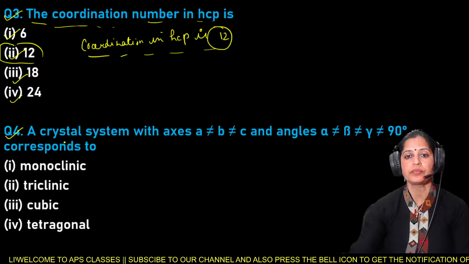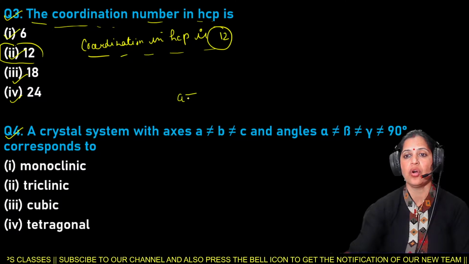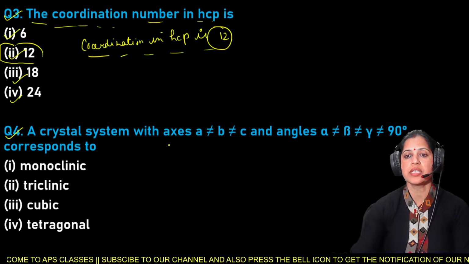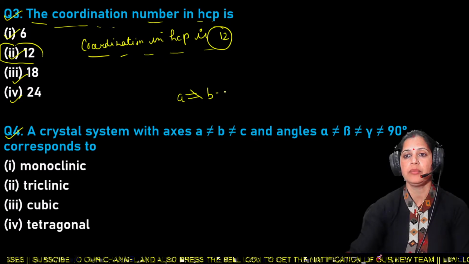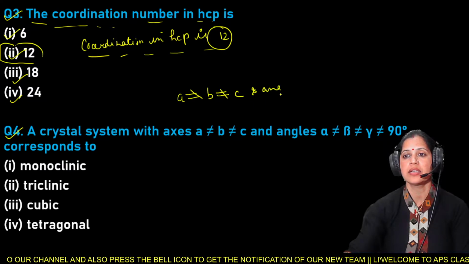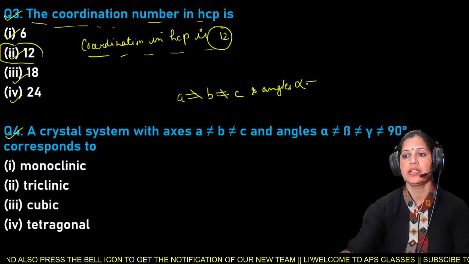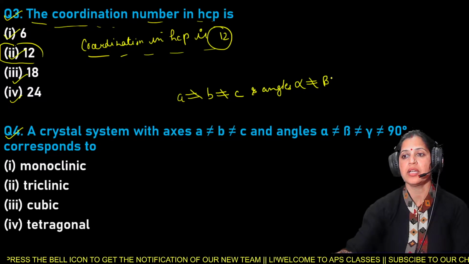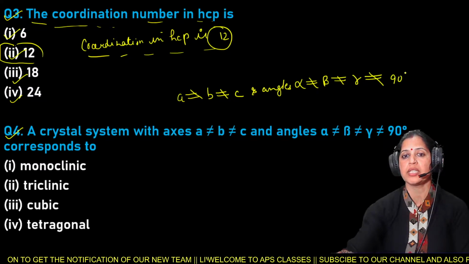Question number 4. A crystal system with axis A not equal to B, B not equal to C, and angles, that is alpha is not equal to beta, is not equal to gamma, and gamma is not equal to 90 degrees.